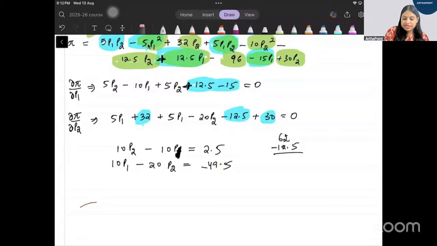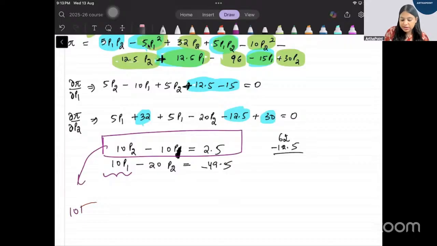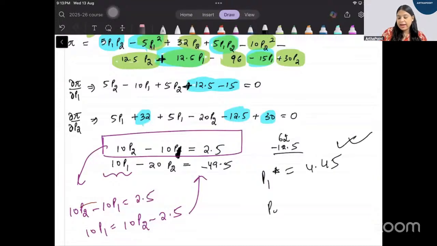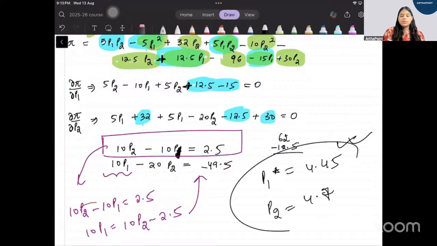So solve them simultaneously. Instead of 10 P1, you can write from here. So you have 10 P2 minus 10 P1 equal to 2.5. So 10 P1 will become 10 P2 minus 2.5. Put it in the second equation. Okay, so I will go with what the majority are saying. P1 is 4.45. This is in fact correct. And P2 is 4.7.